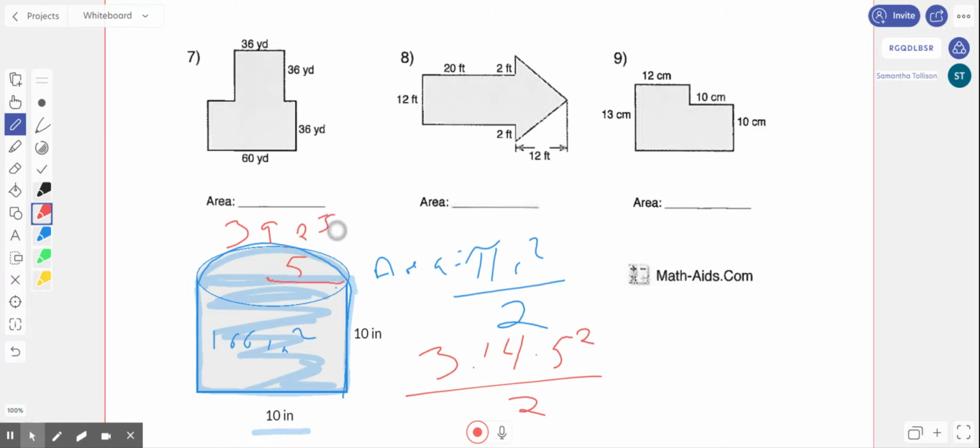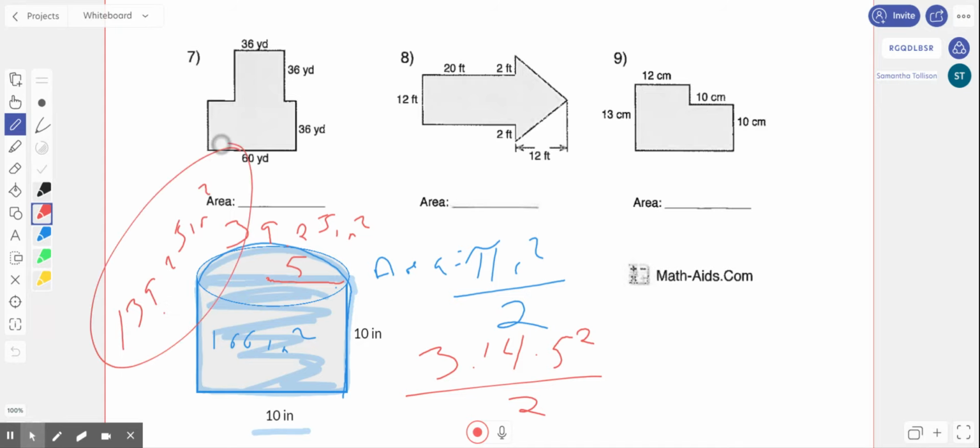39.25 inches squared. And we're going to just add the 100 for our square that we have down here, and we are going to get 139.25 inches squared for this type of problem.